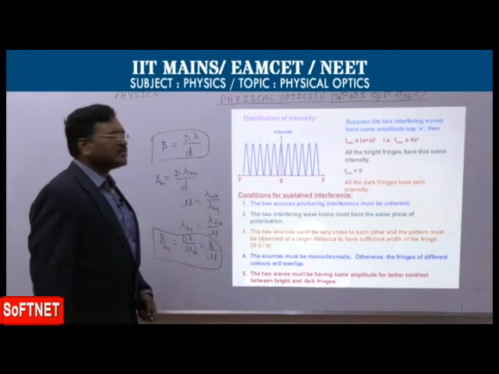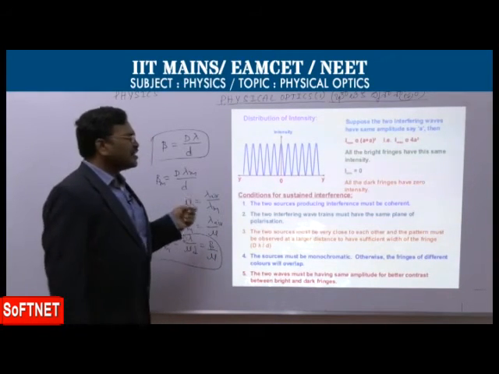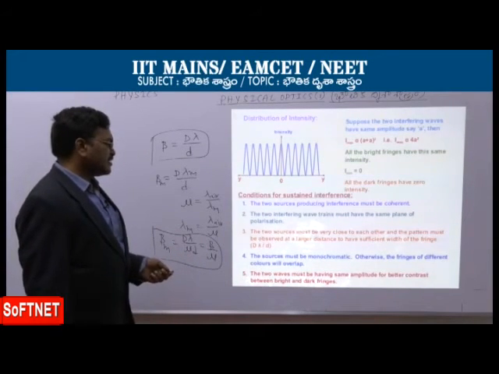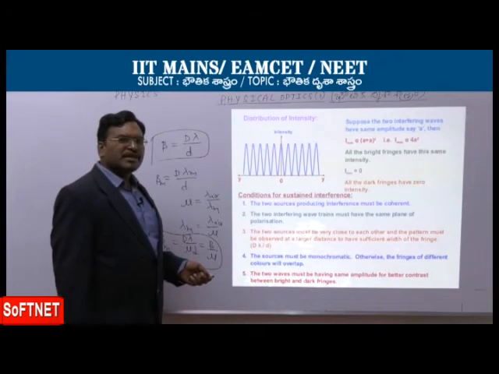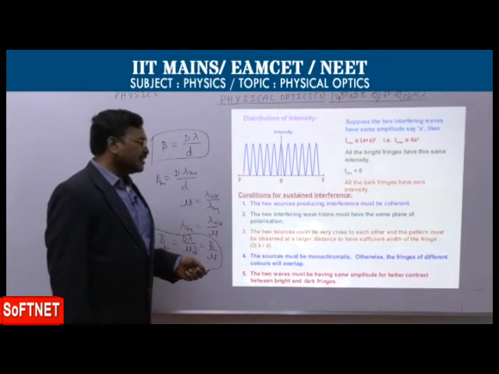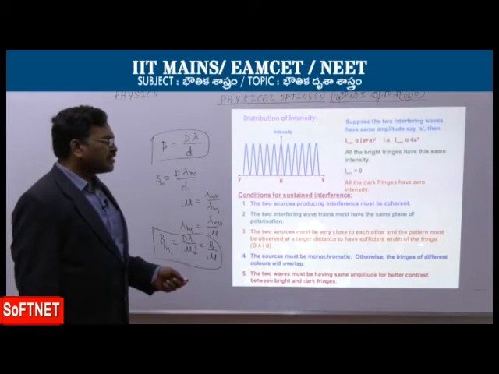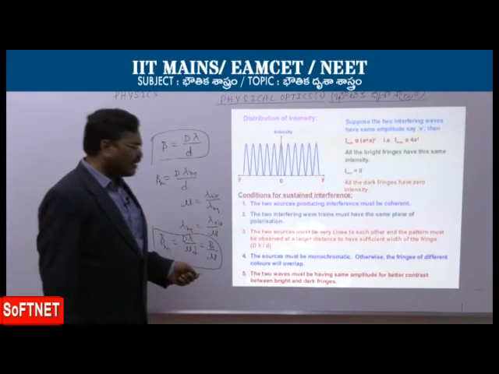What is it in Young's double slit experiment? Distance between two slits, how much? Small d. Small d is the distance between two slits, that must be less, and here the screen must be far. The pattern must be observed at a larger distance to have sufficient width of the fringe. So lambda D by d.